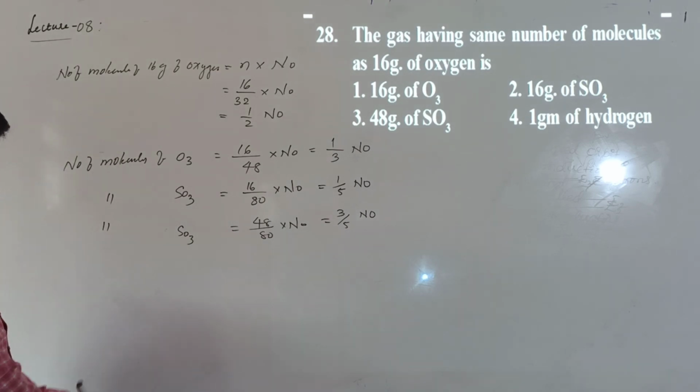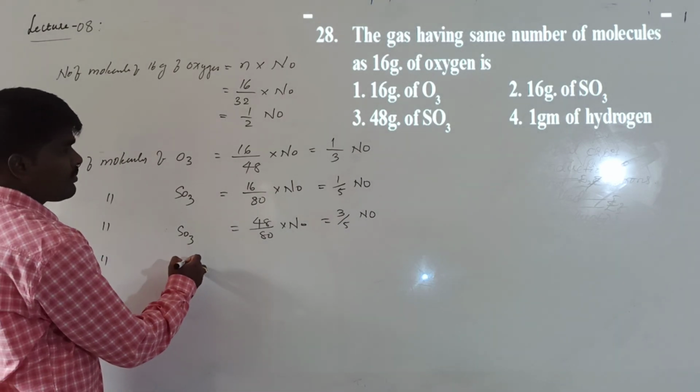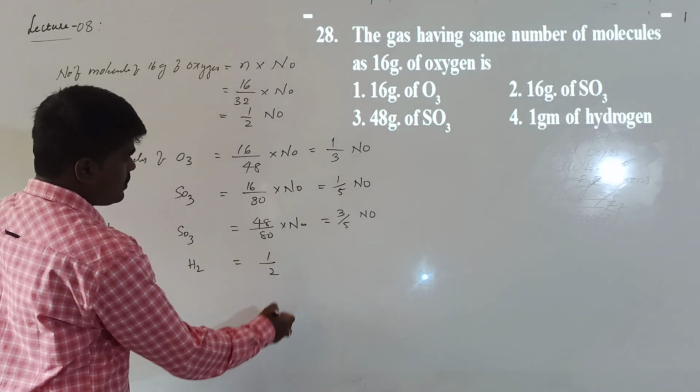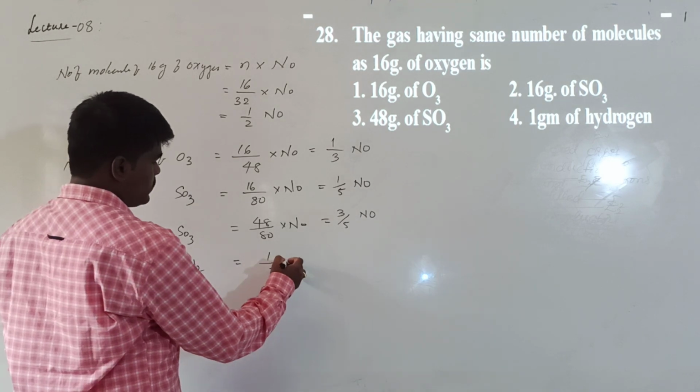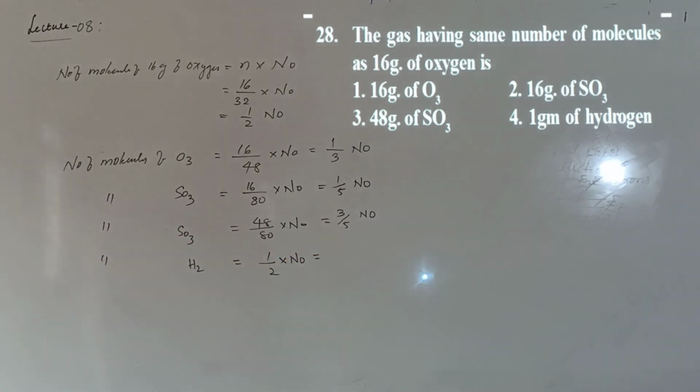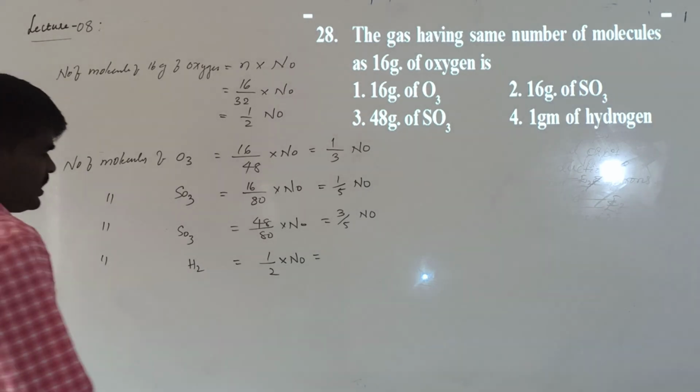Now, the number of molecules in 1 gram of hydrogen. 1 gram of hydrogen, the number of moles will be 1 by 2. So, half mole.